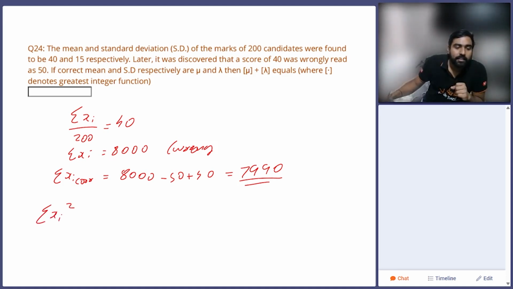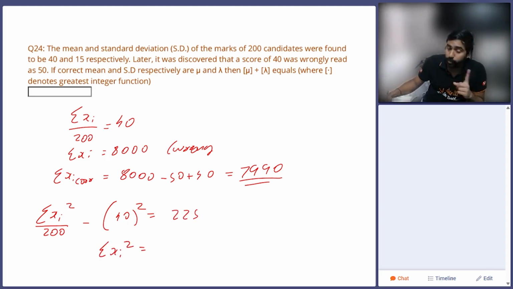Summation xi square divided by 200 minus the mean square, 40 square, is equal to the variance, which is 225. So from here I can say the wrong summation xi square is 200 multiplied by 1825, which is 365,000. This is the wrong, incorrect summation xi square.